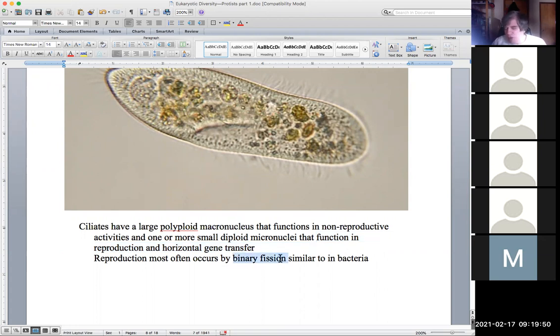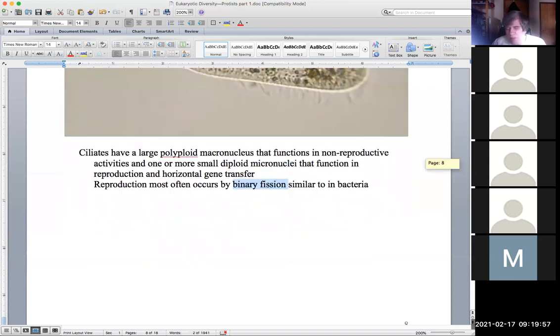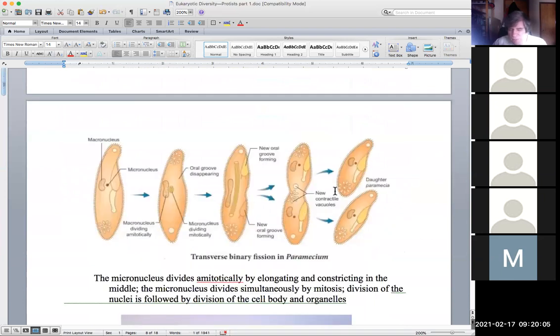So reproduction in paramecium is usually by binary fission. And it's very similar to what we saw in bacteria. But the key word is similar. It's not exactly the same for some reasons we'll see in just a moment. So here's a paramecium getting ready to divide by binary fission.